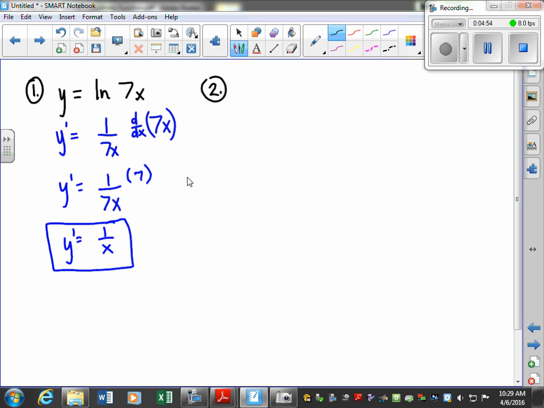Let's look at another one. So what if y is equal to the natural log of t to the 5th power?